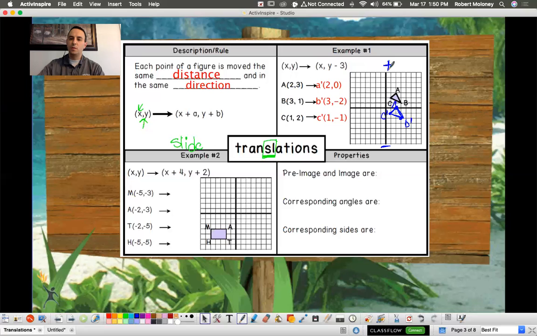This is the positive side for Y. This is the positive side for X. That's the negative side for X.